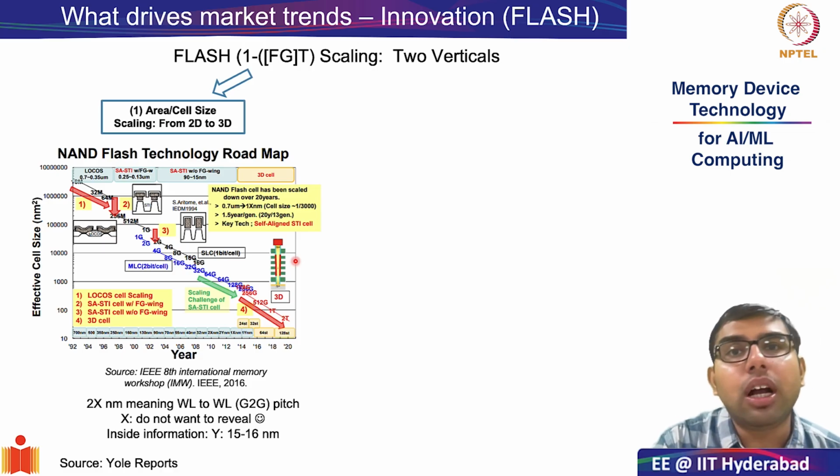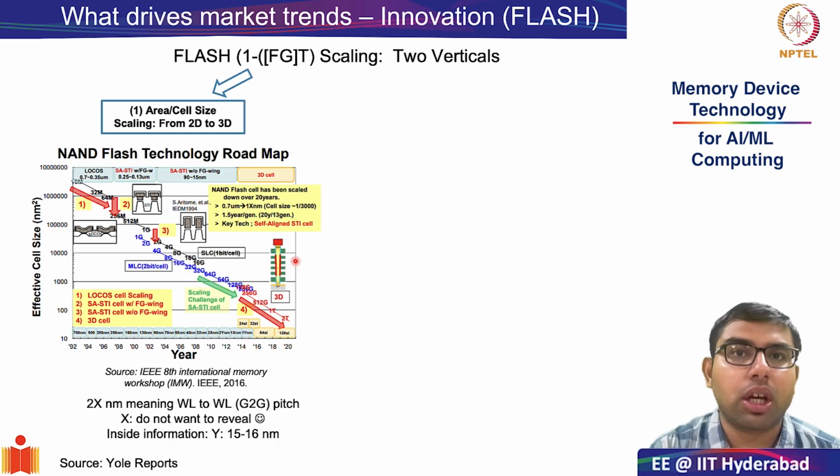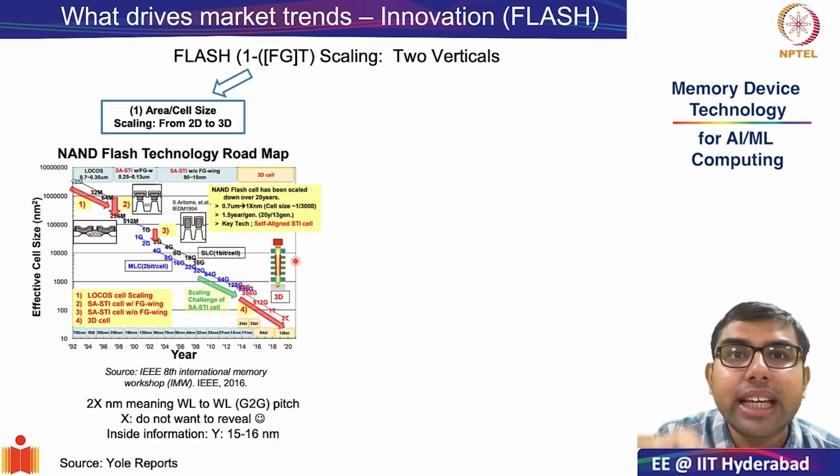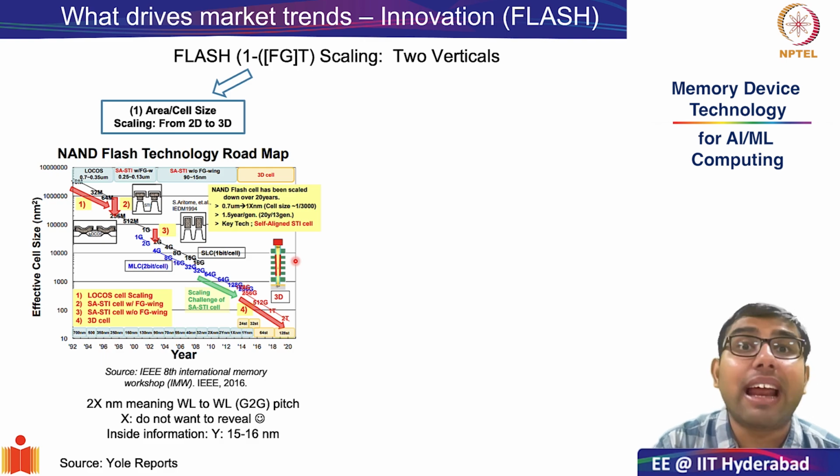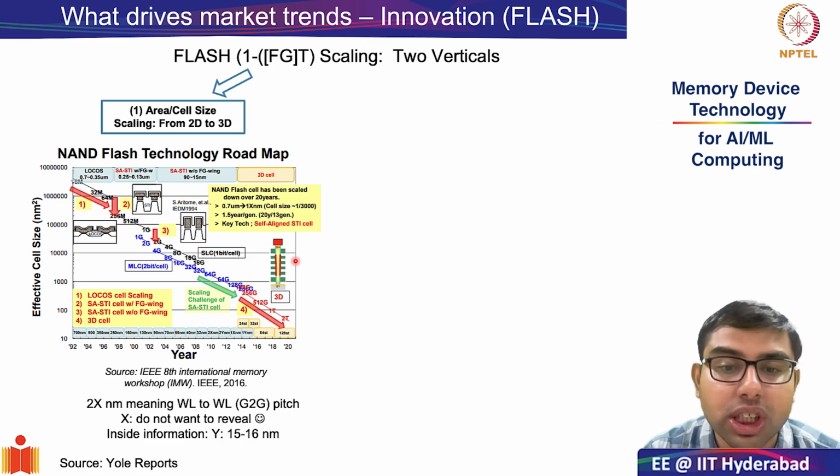So just like the contacted gate pitch was the technology metric for the SRAM, and for DRAM was the half metal pitch.